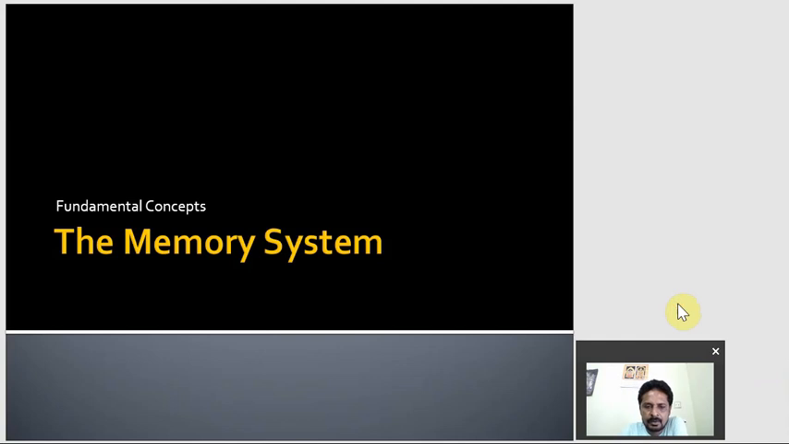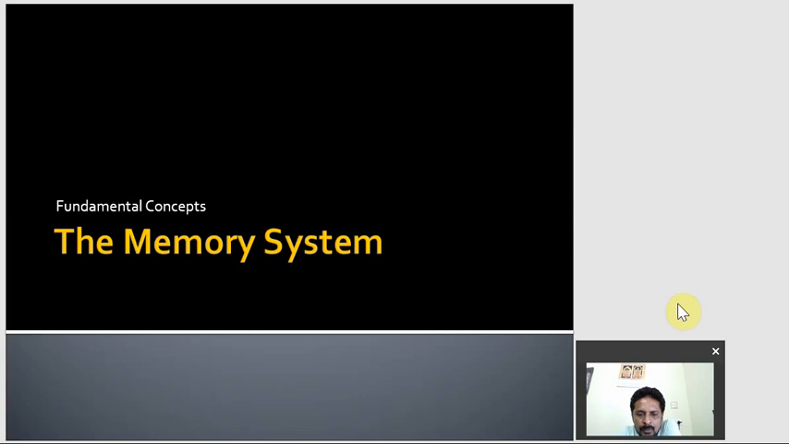Hi students. So we will discuss in this session Unit 3 about the memory system, the fundamental concepts. One of the main functional parts of a computer system is the memory system. The memory system will hold the data. Whatever data we enter into the system, the memory system is going to hold or organize the data in a systematic way.